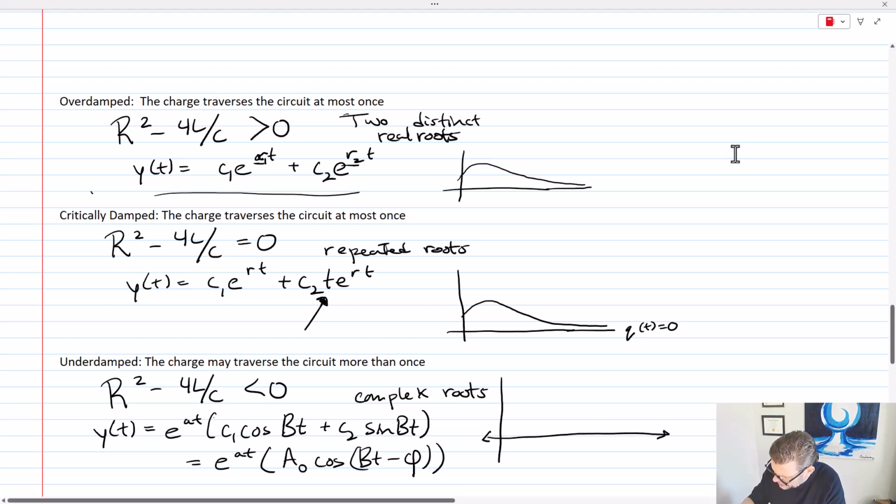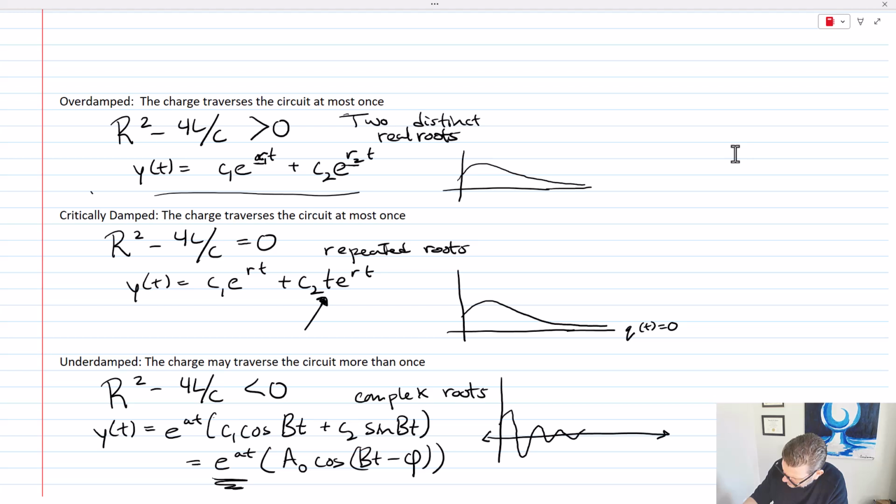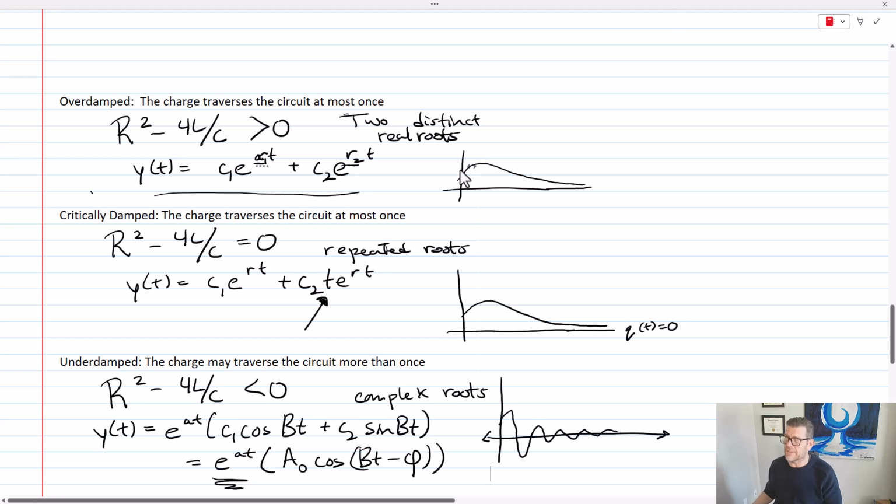We've got some kind of oscillation, but the oscillation is going to be decreasing because e to the at is going to be scrunching it down towards 0, because a is going to end up being some kind of negative value. So it's going to look something like this. Along that line, it's going to just kind of oscillate until it gets down to 0. Maybe it only does it once. Maybe it does it many times. It all depends upon the kind of damping that we've got involved.